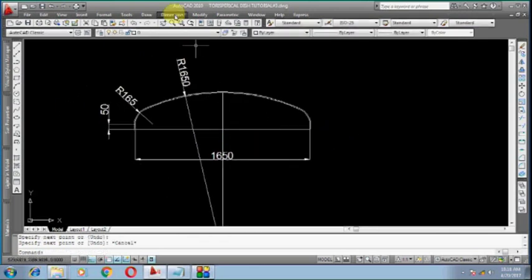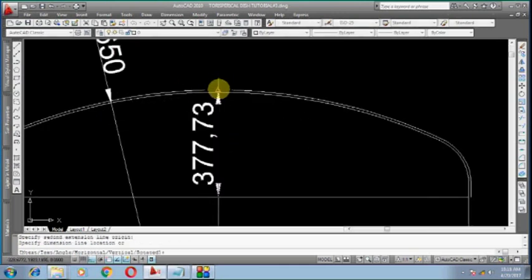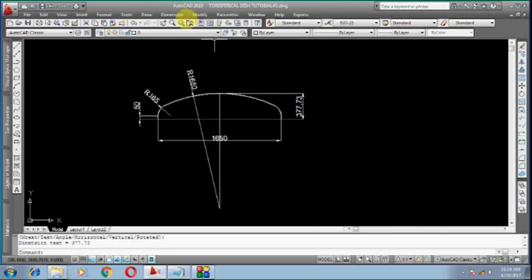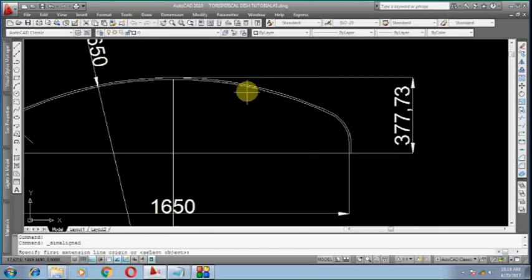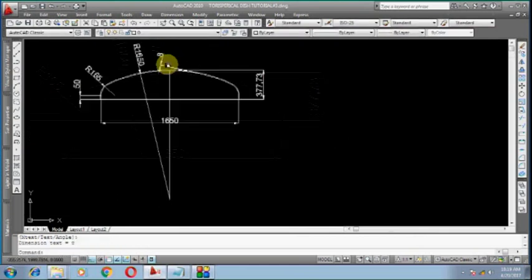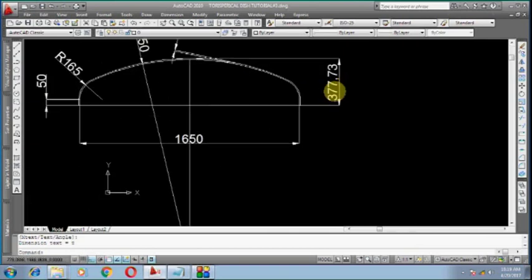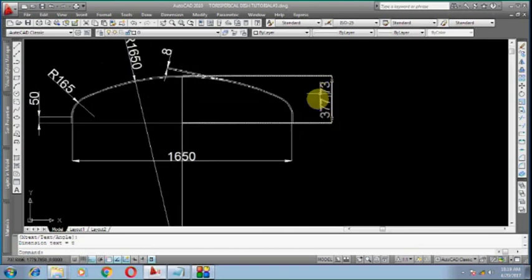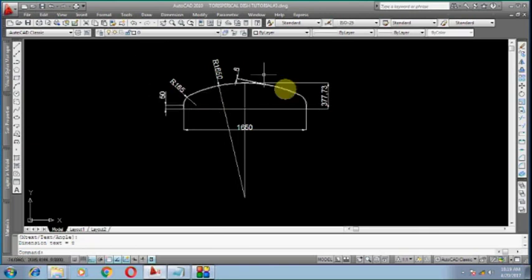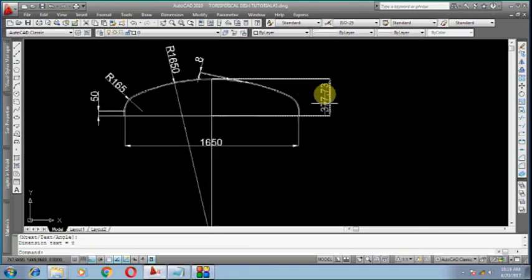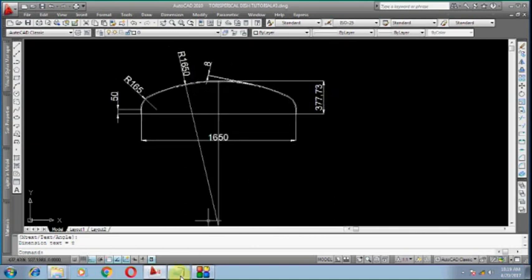Draw a line to measure the height of the dish. By using linear, select the first point and the end point. Then the height of the dish is 377.73, meaning 378. And the thickness of the dish is 8 mm. By using the align command, I have a formula to calculate the height of the dish. AutoCAD is showing 377.73.